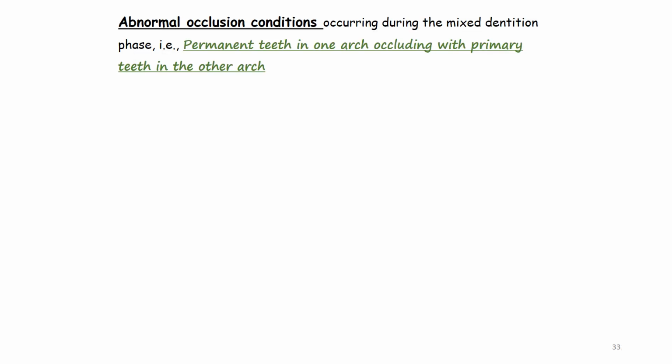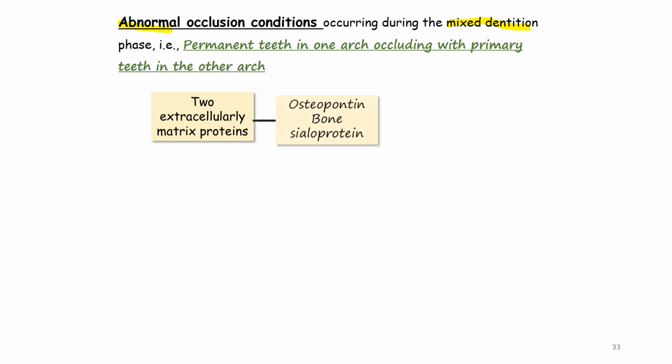The etiology for mechanical trauma could be abnormal occlusion, which occurs during the mixed dentition phase. That is, a permanent tooth in one arch occluding with the primary tooth of the other arch. And one more etiology could be the composition of the extracellular matrix proteins. The two main proteins include osteopontin and bone sialoprotein.